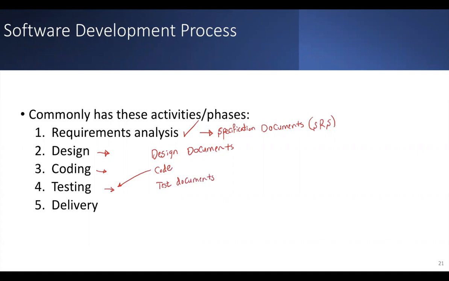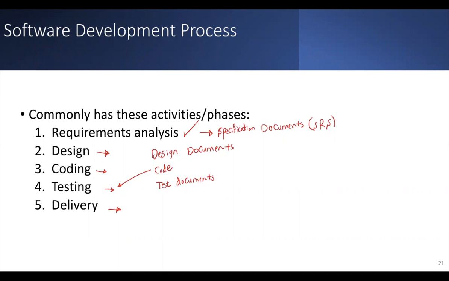Finally, when we test the software and all the defects have been identified and eliminated as much as we can, then we deliver or deploy the software. These are the typical, commonly used activities or phases to describe a software development process.